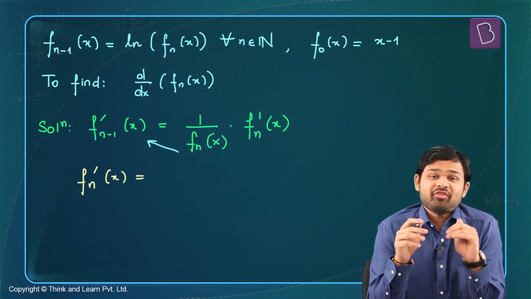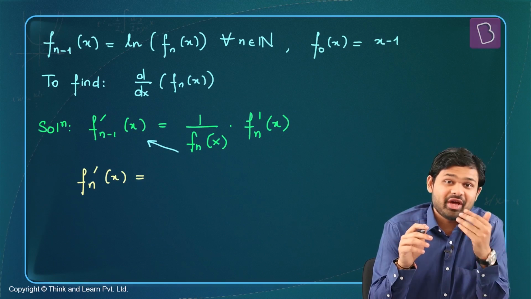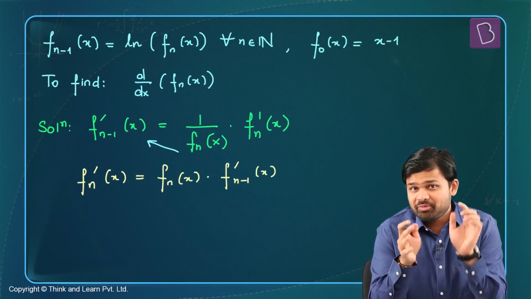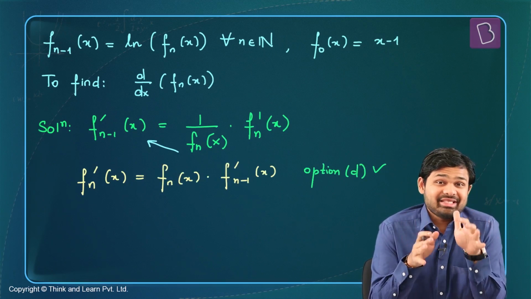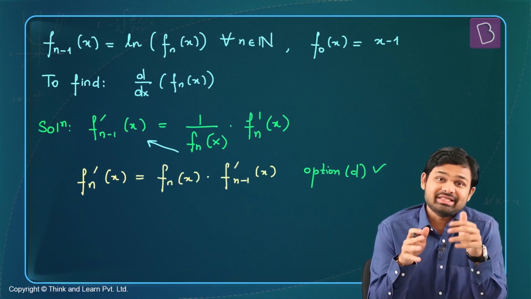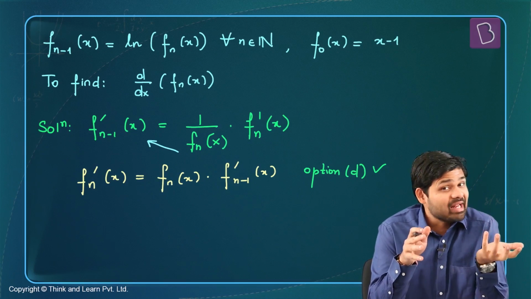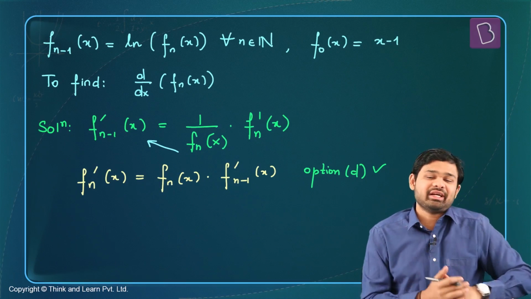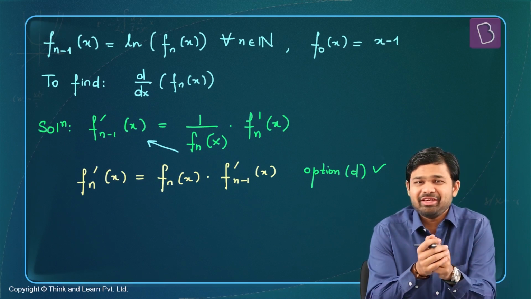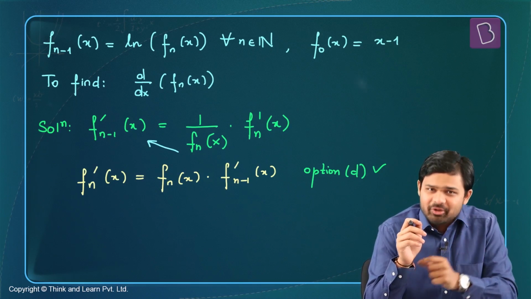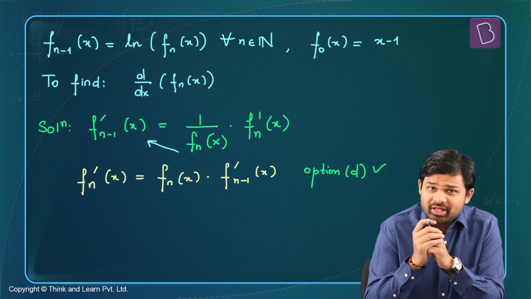So I get the derivative of f_n(x) as the derivative of f_{n-1}(x) multiplied by f_n(x). One of the options, in fact option D, says that the derivative of f_n(x) is equal to f_n(x) multiplied by the derivative of f_{n-1}(x). So this is one of the correct answers to this question. Very easily we have got one correct answer to this question, but that's not it. We have to manipulate this and arrive at probably more than one answer.